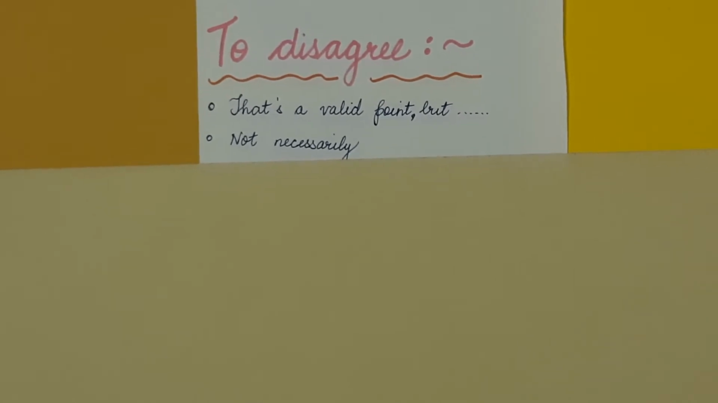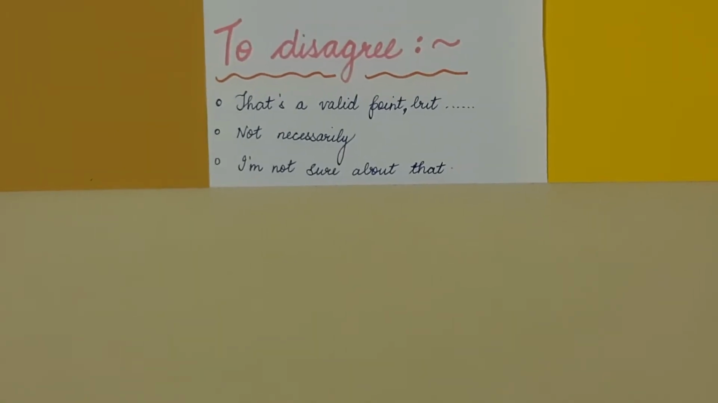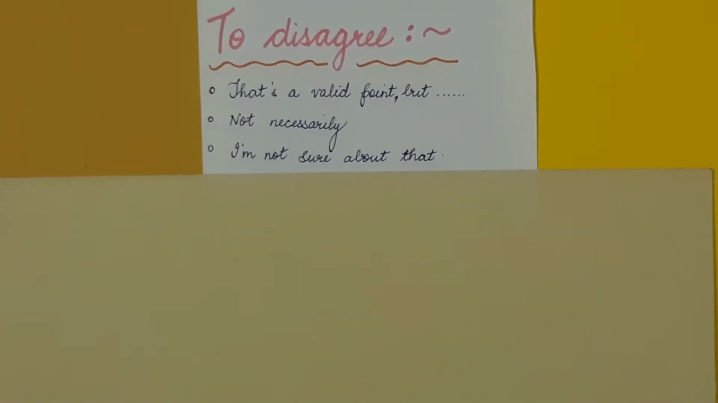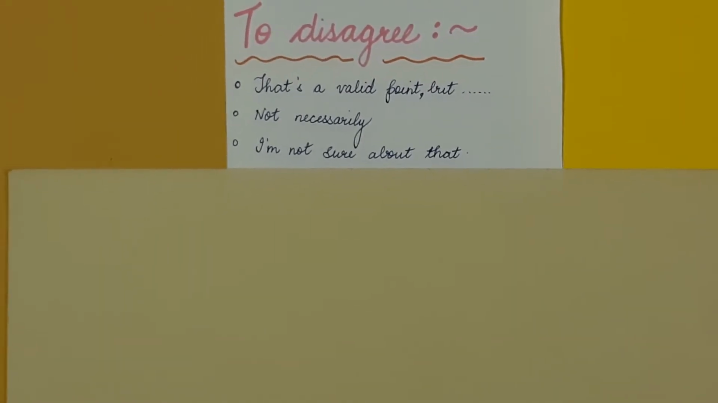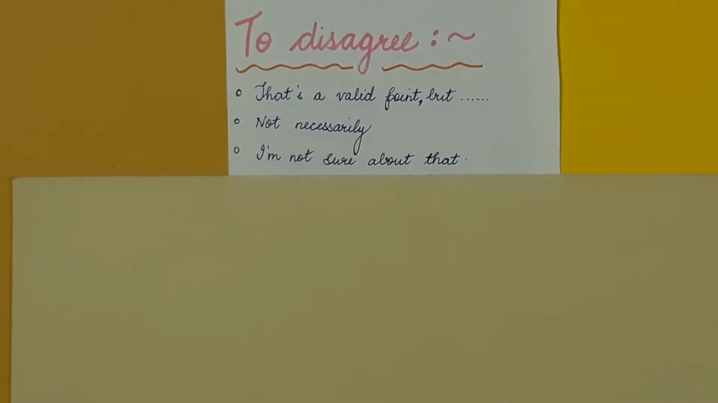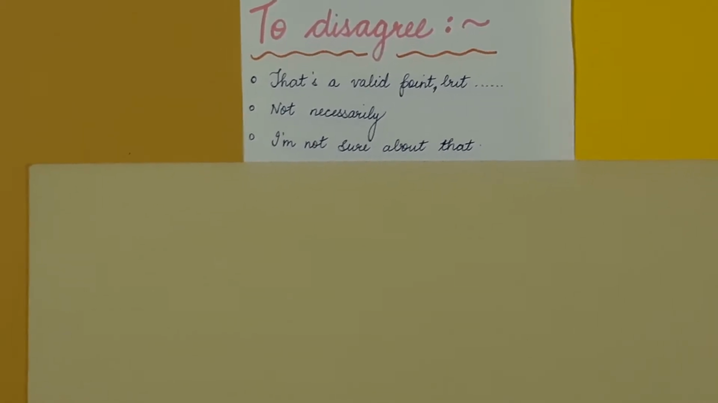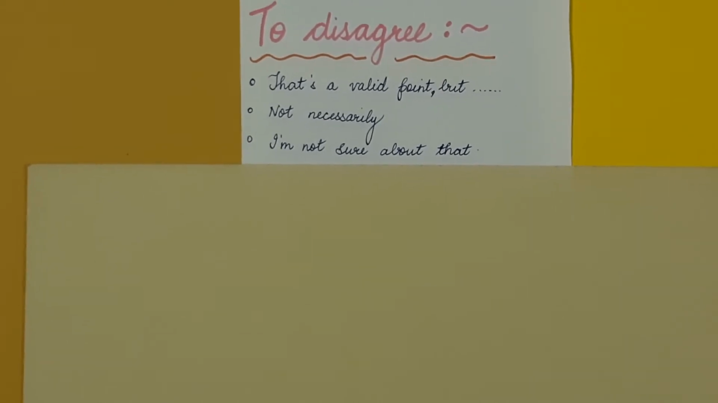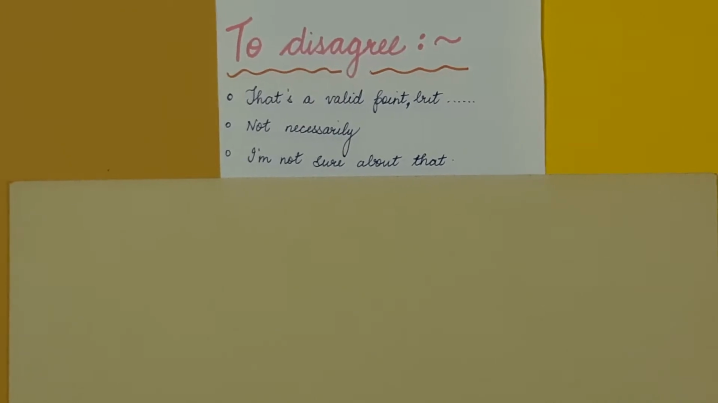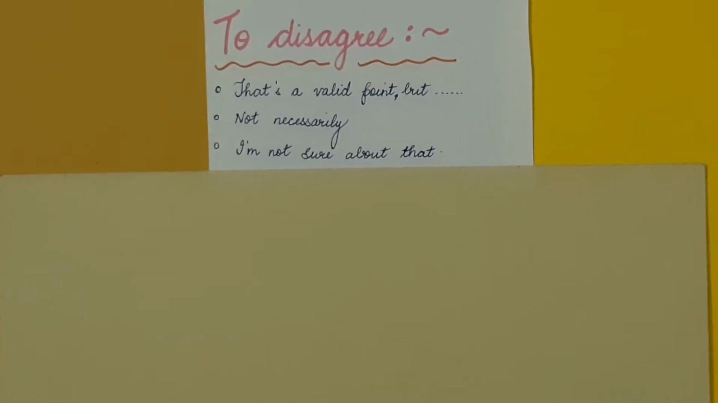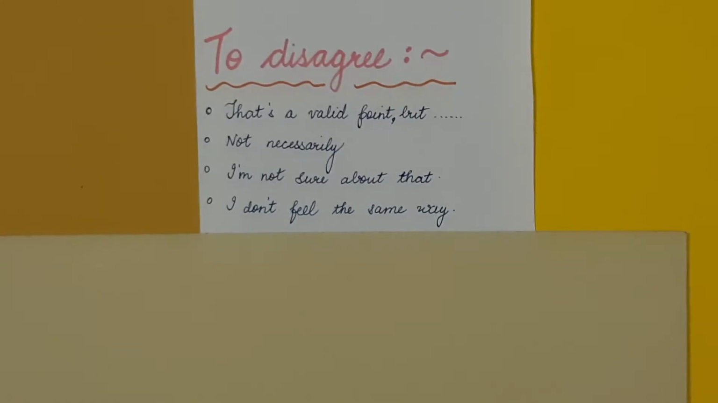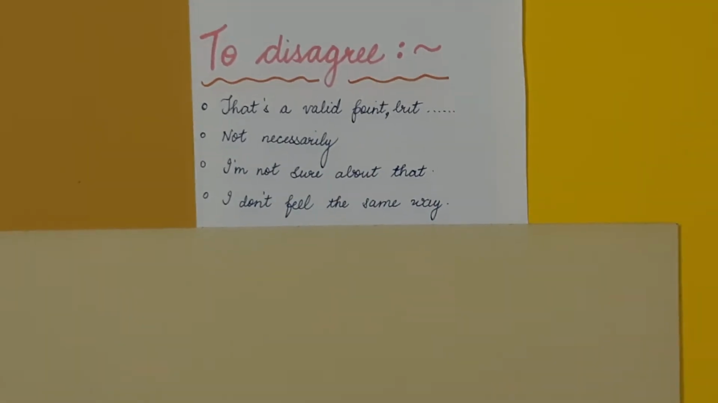Not necessarily. The third one is not actually disagreeing, but you're not sure about that. This means that whatever that person has spoken or presented as his or her opinion, you don't know whether that person has spoken the truth or not. You don't know the history behind that, the mystery behind that. You are not confirmed, so you are not totally agreeing with that person because you're not sure about what that person has spoken. Next one is also very wonderful.